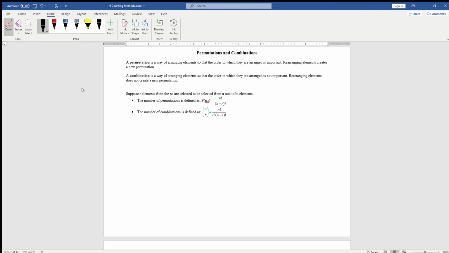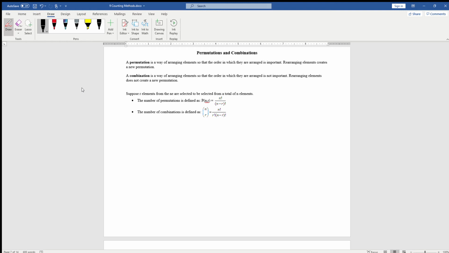For the remainder of this section, we're going to be looking at another method of counting, and that's involving combinations and permutations. A lot of times people use these words interchangeably. However, there is a subtle and very important difference between them.